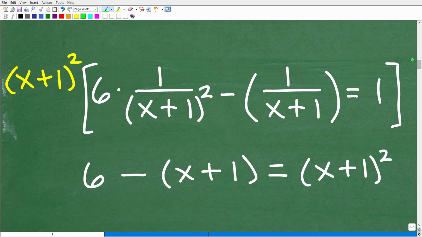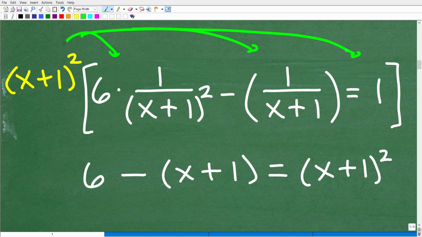So x plus 1 squared, I'm going to multiply it by every term in this equation. So x plus 1 squared is over 1. Hopefully you can kind of see what's going on here. So x plus 1 squared times 6 times 1 over x plus 1 squared. You can just think of this as 6 times this fraction. This is really 6 over x plus 1 squared, okay? Now, I'm not going to show you every single step, but hopefully you understand. So x plus 1 squared goes into x plus 1 squared. Those cross cancel. So I'm just left with 6.